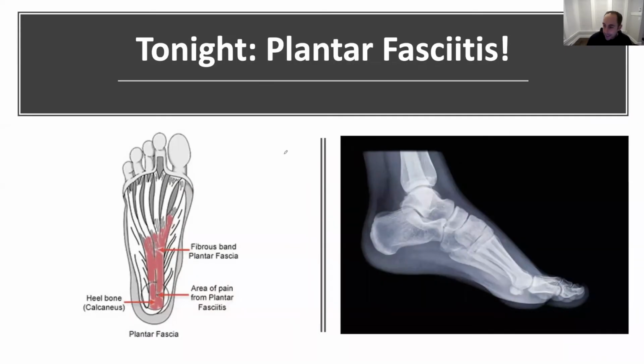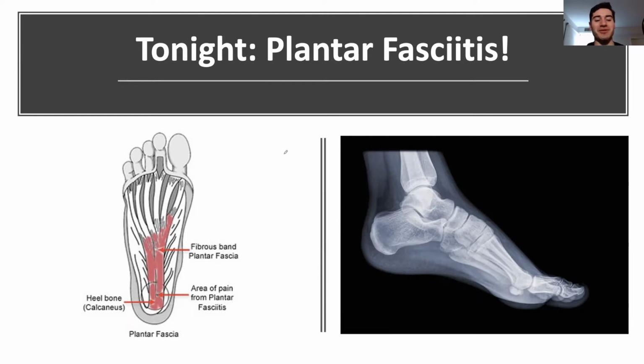So tonight we talk about your aching feet. Go ahead, buddy. That's right. So tonight we're talking about plantar fasciitis. It's the most common symptom of pain on the bottom of the foot.